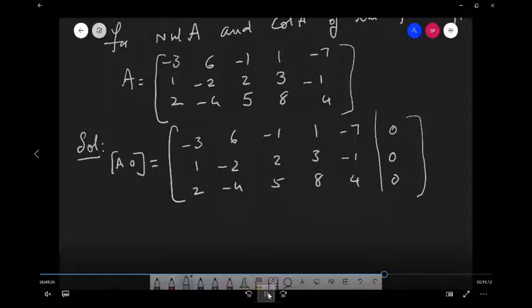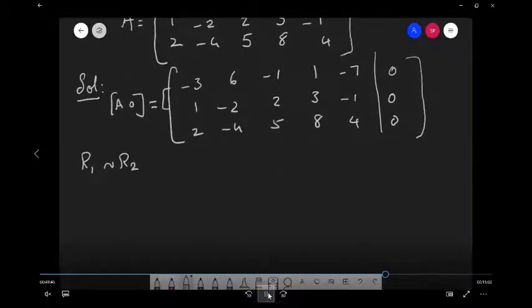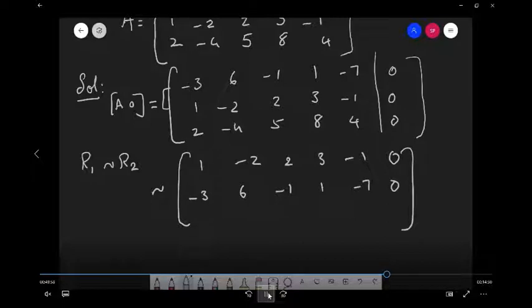Now we have to reduce it to echelon form. Observing the first row, first column element minus 3, to make it simple, let me interchange row 1 and row 2. So the matrix is transformed to: first row 1 minus 2, 2, 3 minus 1, and the first row has become the second row. The third row stays as it is, there is no change.